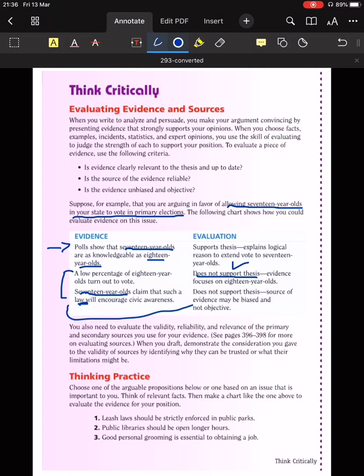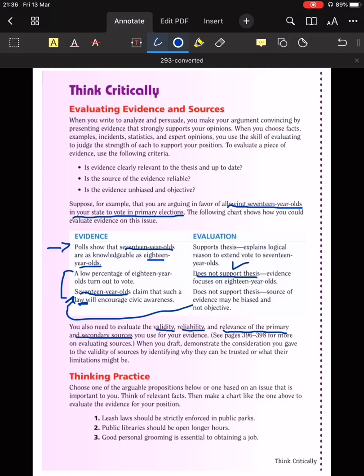That means it's 100% saying that only 17-year-olds will be encouraged. What about the rest? What about 18-year-olds? They both are part of this. Both 18-year-olds and 17-year-olds should or will be encouraged through their civic awareness. Now, as you see, you have to evaluate your evidence according to its validity, reliability, and relevance, and the relevance of the primary and secondary sources.